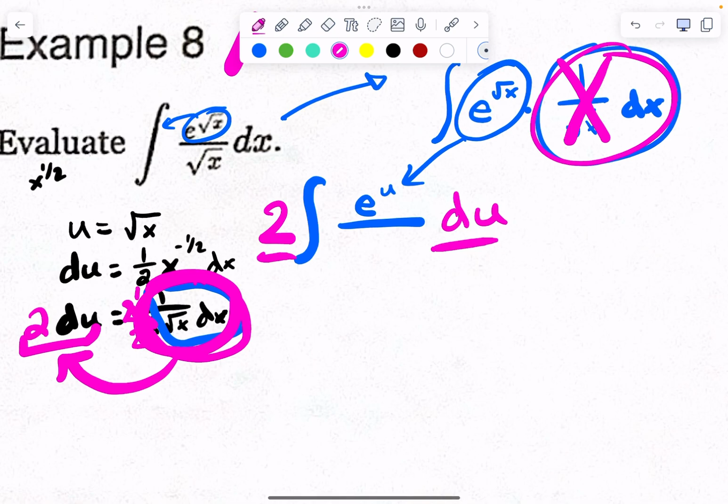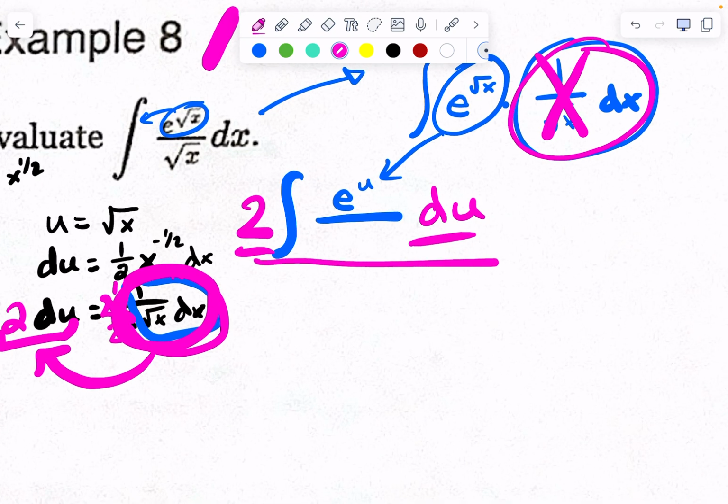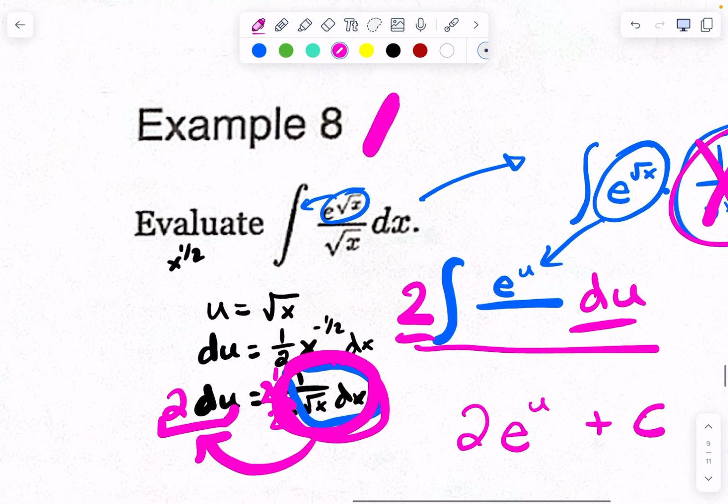Okay, so now we're here. The antiderivative. What's the antiderivative of e to the u? Why does the 2 come to the front? I just rewrote him. How can you move him from the top to the front?